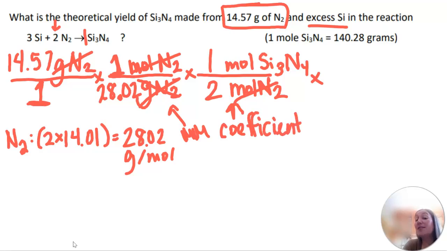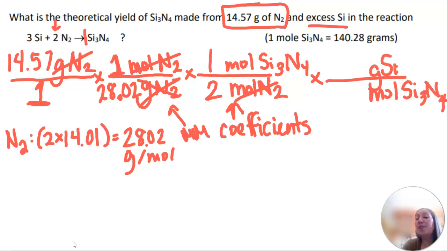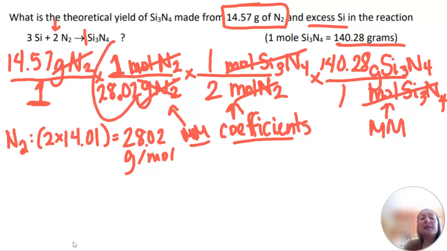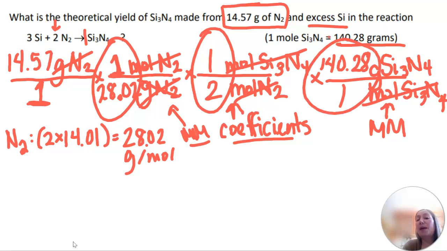We need molar mass of our product to wrap this up. So we bring down moles of Si3N4. We want to get to grams of Si3N4. And we're going to use the given molar mass. We're so lucky. We got this molar mass in our problem. 140.28 grams are in every 1 mole. Cross out mole. So we did molar mass, coefficients. Here's our last molar mass step. That's really our pattern. Molar mass, coefficients, molar mass.